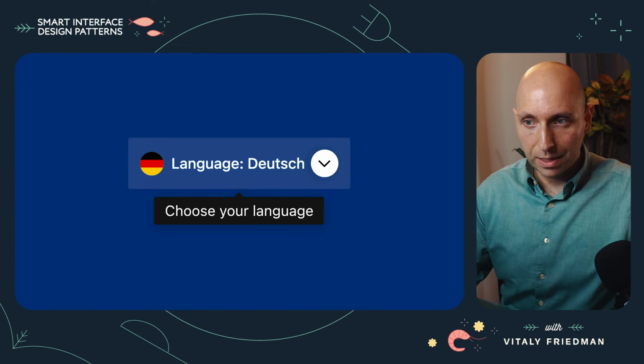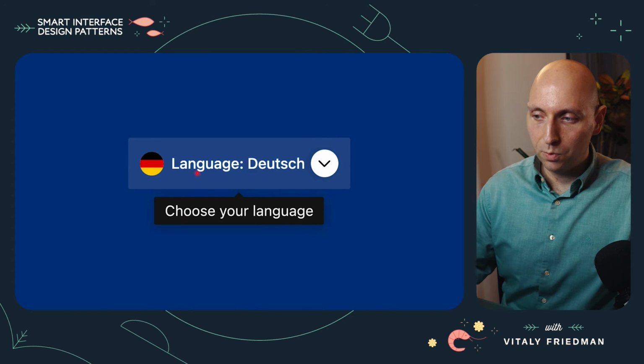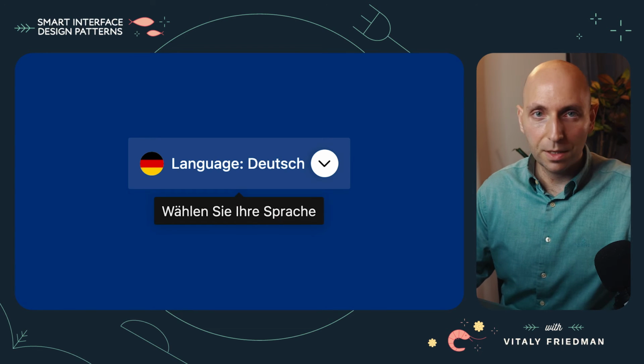And also when you look back at booking, every time you hover over that language selector, you're actually getting a hint about what is it that you're going to do. But what language should it be in? Right? Should it be saying choose your language in English? Should it be saying wählen Sie Ihre Sprache in German?